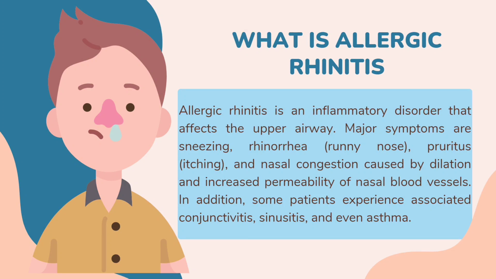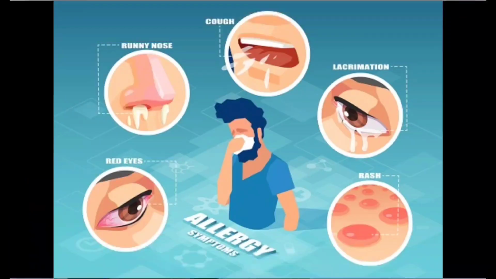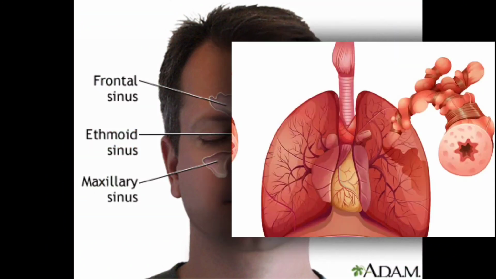Allergic rhinitis is an inflammatory disorder that affects the upper airway. Major symptoms are sneezing, rhinorrhea or runny nose, pruritus or itching, and nasal congestion caused by dilation and increased permeability of nasal blood vessels. In addition, some patients experience associated conjunctivitis, sinusitis, and even asthma.